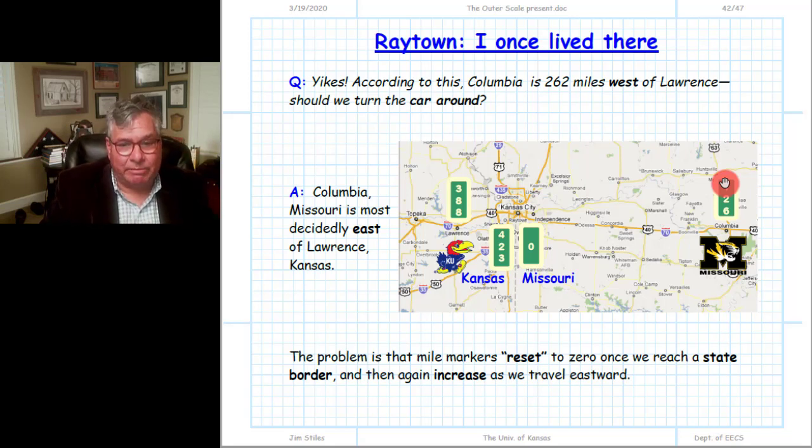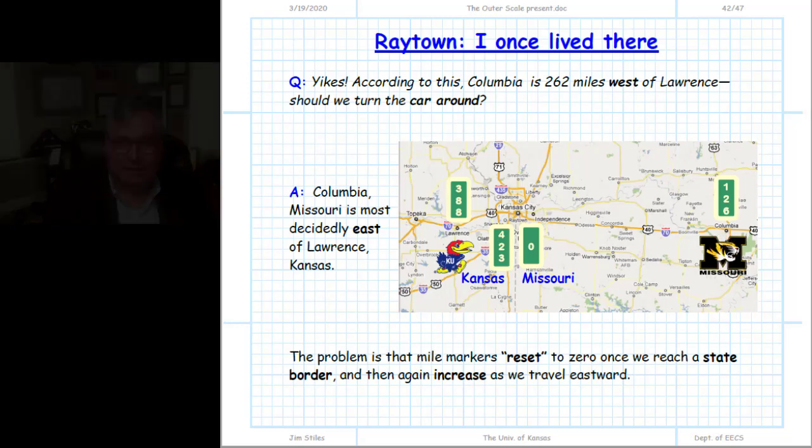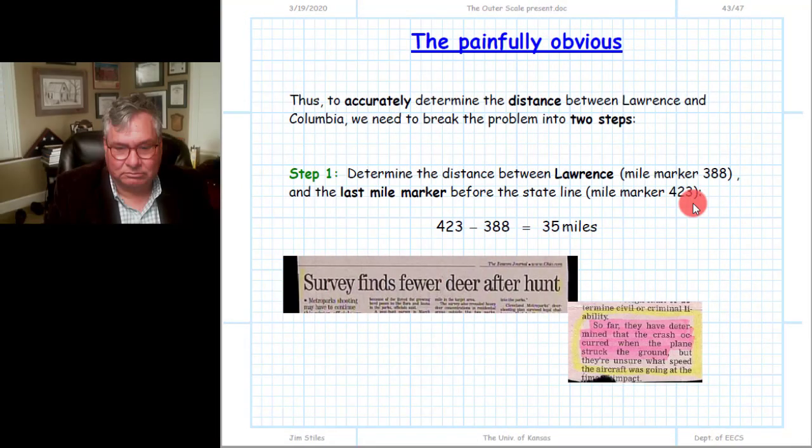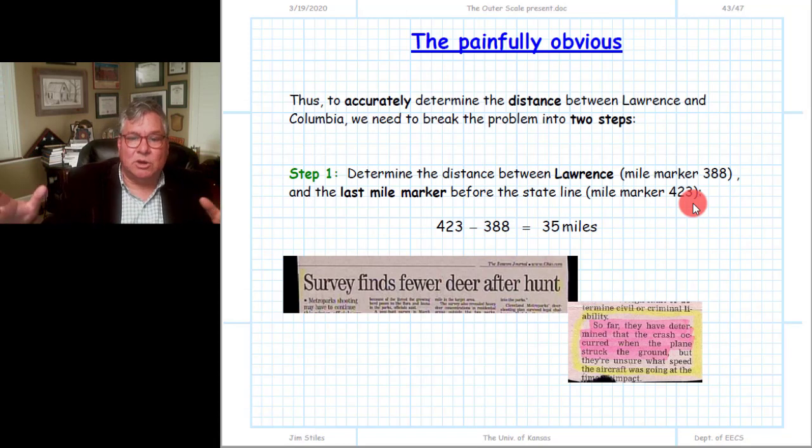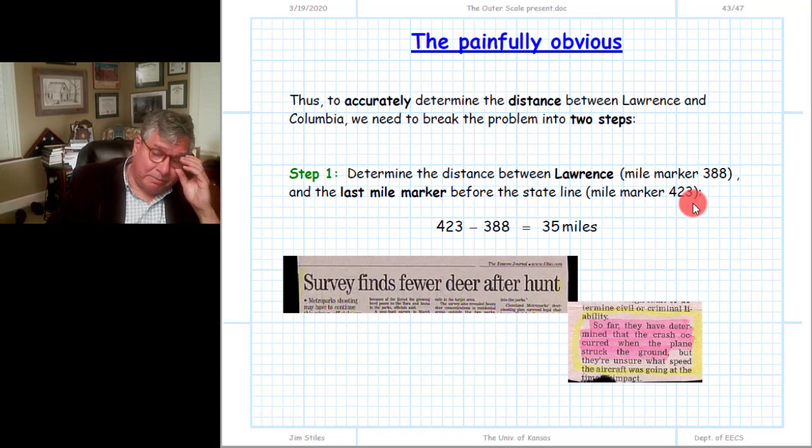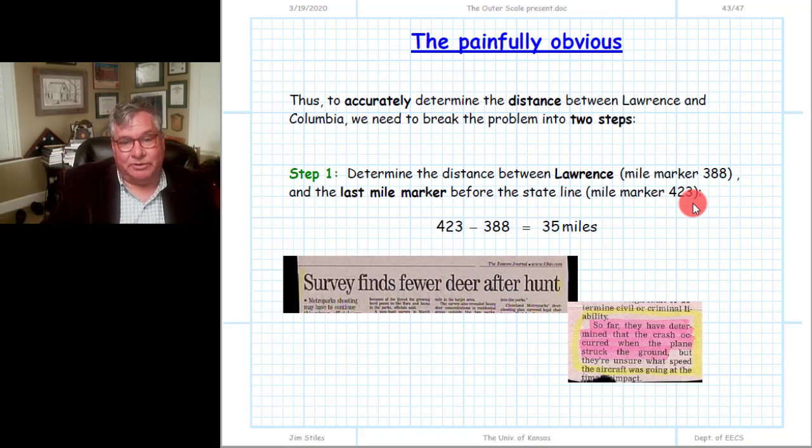So how do we use our mile markers to determine the distance between Lawrence, Kansas and Columbia, Missouri? Hopefully it's obvious how to deal with this problem. We just break the problem into two steps. We first determine the distance between Lawrence, Kansas and the state line between Kansas and Missouri, and then we determine the distance from the state line to Columbia. And so it's relatively easy to do.